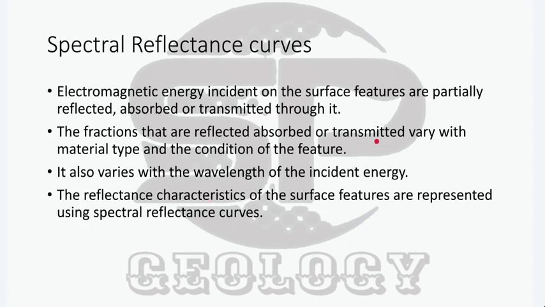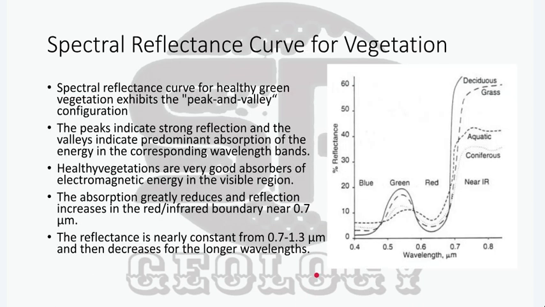So spectral reflectance curves, I have already introduced in the previous class. Electromagnetic energy incident on the surface features is partially reflected, absorbed and transmitted through it. This reflection varies with the amount of energy and the type of object. Based on that, we will go through some common features like vegetation, soil, and water. These are three common features.